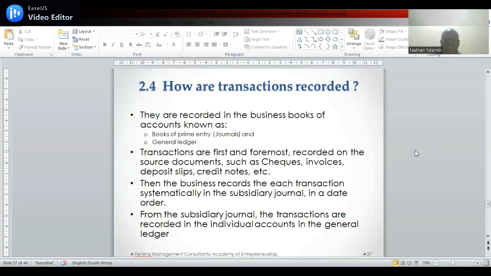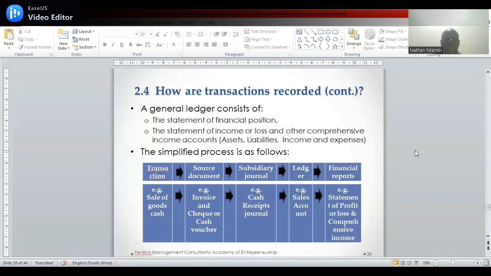Then the business records each transaction systematically in the subsidiary journal in a date order. From the subsidiary journal, the transactions are recorded in the individual accounts in the general ledger. The general ledger consists of the statement of financial position, the statement of income or loss and other comprehensive income accounts: assets, liabilities, income, and expenses.